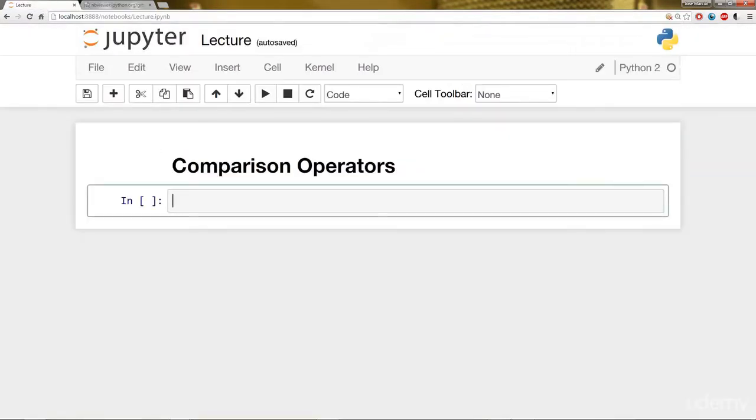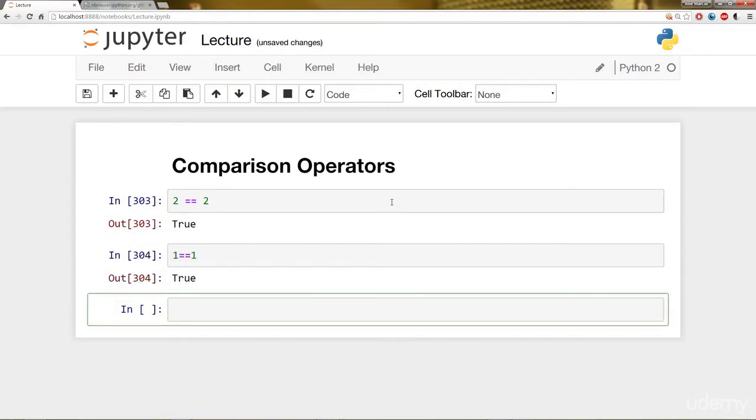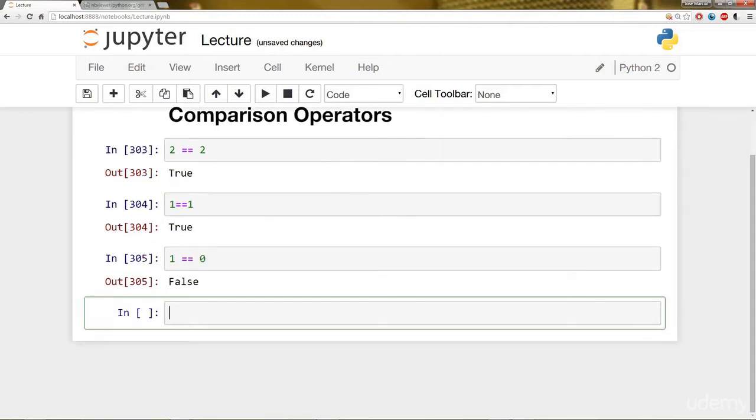Alright, comparison operators. Let's dive in. Remember we have the equals operator, and we can play with that. I'm going to say 2 equals 2. Is that true? Yes, it is. 1 equals 1. Is that true? Yes, it is. What about 1 equals 0? Well, that's false.